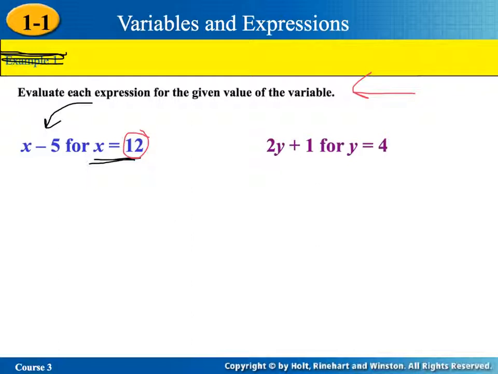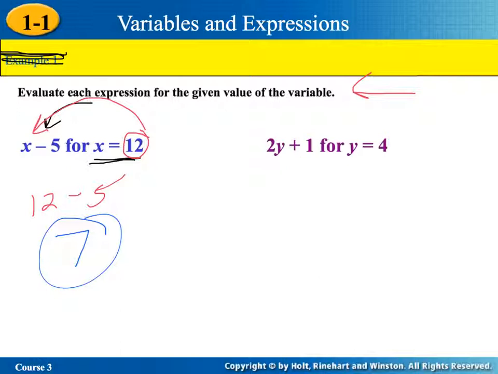So if I look at x minus 5, I see an x right there. My expression becomes 12 minus 5 because I substituted in that 12 for an x. So now I have 12 minus 5. My answer is 7. Perfect. Okay, next problem. I have 7. It's a lucky number, by the way.